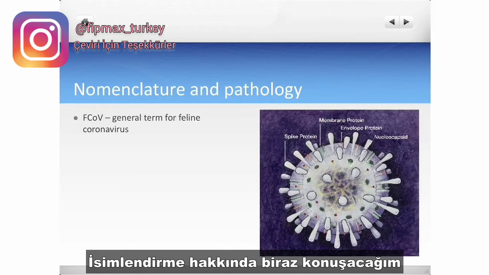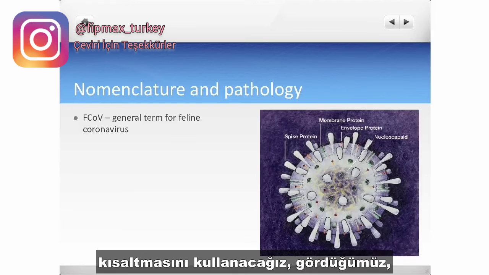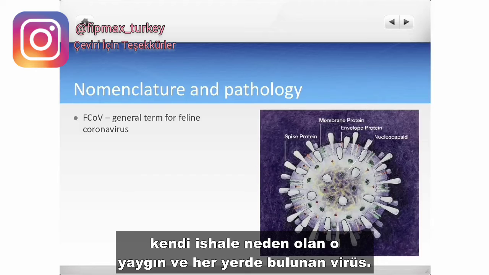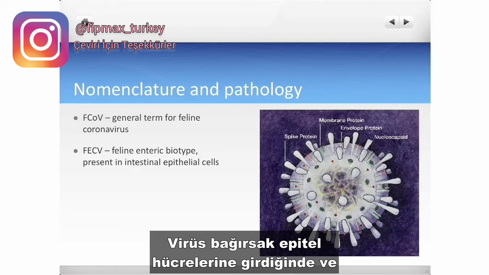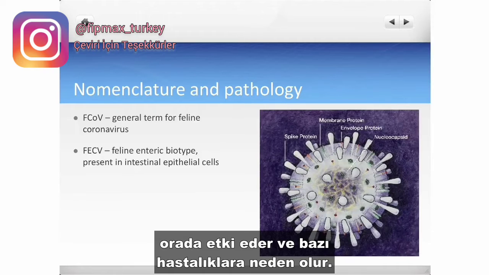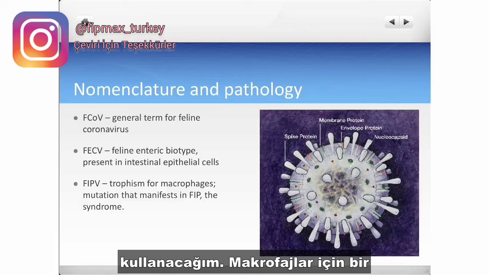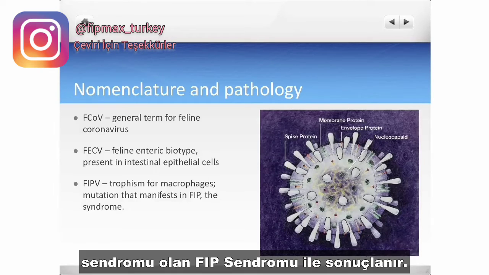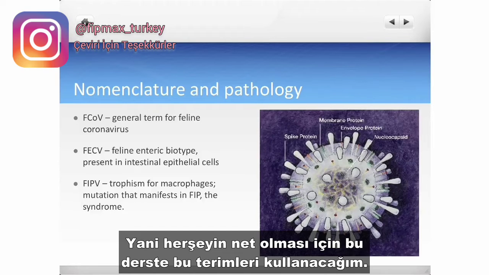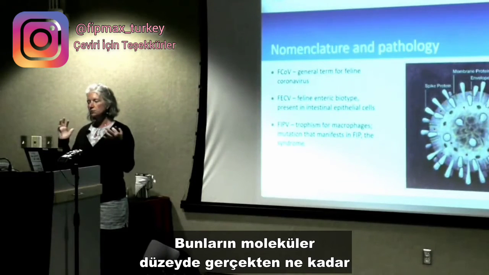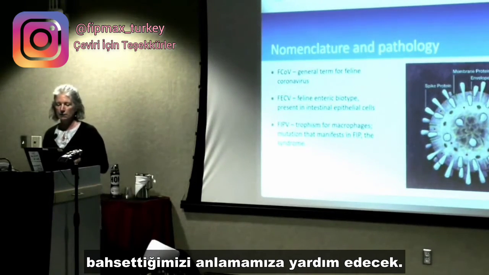So I'm going to talk a little bit about nomenclature. We moved into this nomenclature, and we may be advancing out of it. Generally, I'm going to use FCoV for feline coronavirus, that common ubiquitous virus that causes self-limiting diarrhea. I'm going to use FECV for the enteric biotype, the virus when it enters intestinal epithelial cells and actually causes some disease there. And then I'm going to use FIPV to represent the mutation of the virus that has a tropism for macrophages and ultimately results in the FIP syndrome, which is the disease syndrome. Just for clarity, that's how I'm going to use the nomenclature for this lecture. There are still some questions about how separate these really are, depending on the sequencing and on a molecular level, but this will serve for our understanding today.